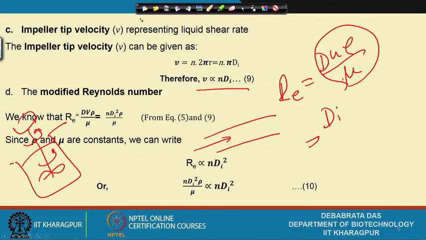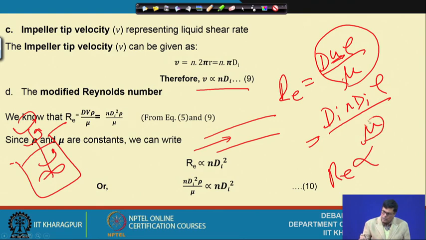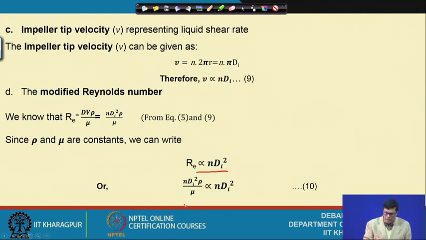We should remember that. Now this is equal to DI, and what is the tip velocity of the impeller? The velocity we have already found out is N into DI. This is rho into mu. So I can write Re is proportional to, these are constant for a particular liquid, this is the viscosity, this is the density, so we can write N DI square. This is exactly what we have written here. So that Reynolds number is proportional to N DI square.